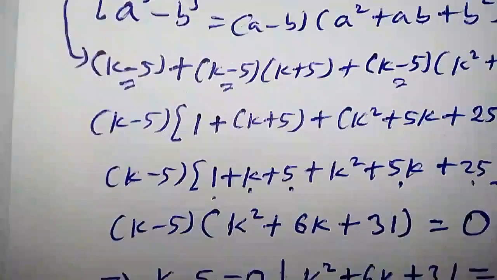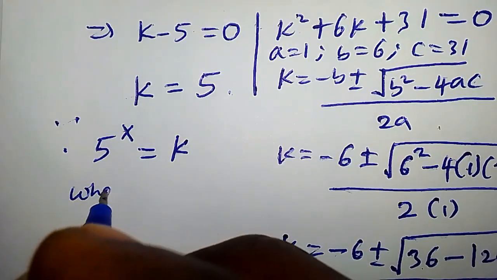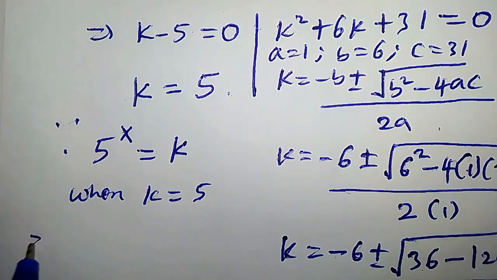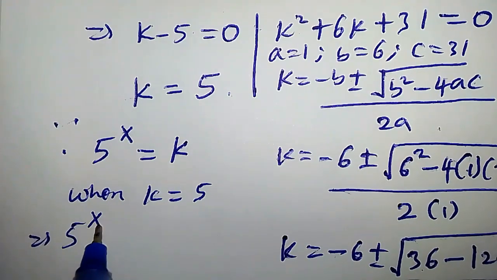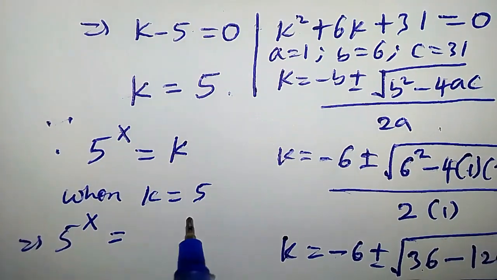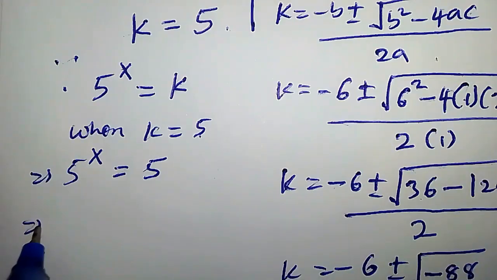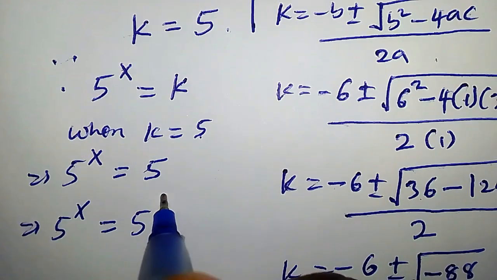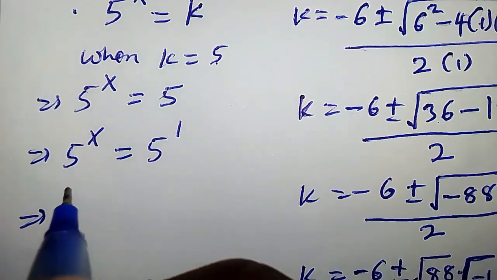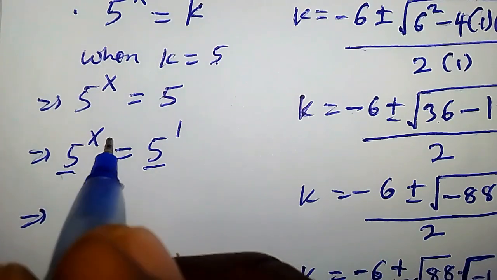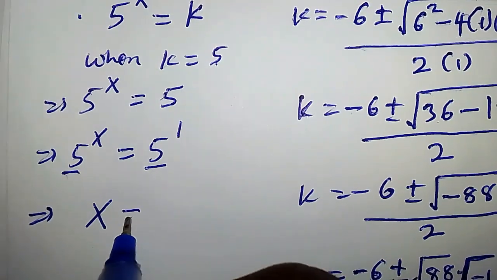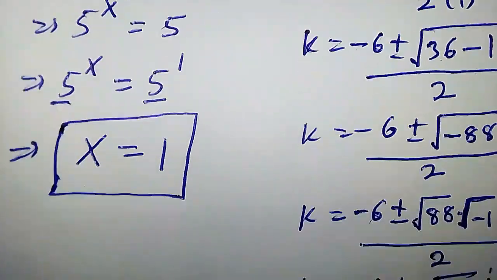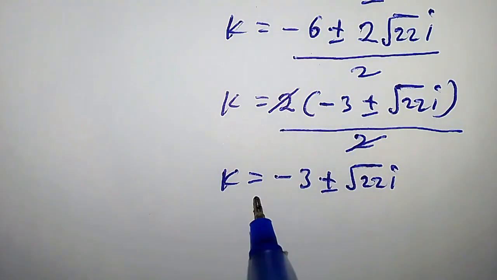Let's proceed further. So when k is equal to 5, this implies that we have 5 to the power of x equals to, in place of k, we write 5. This implies that 5 raised to x is equal to 5, which could be written as 5 to the power of 1. Since the base is the same, that means the power must be equal. So x is equal to 1. This is the first solution. Now, let us consider this other value of k.